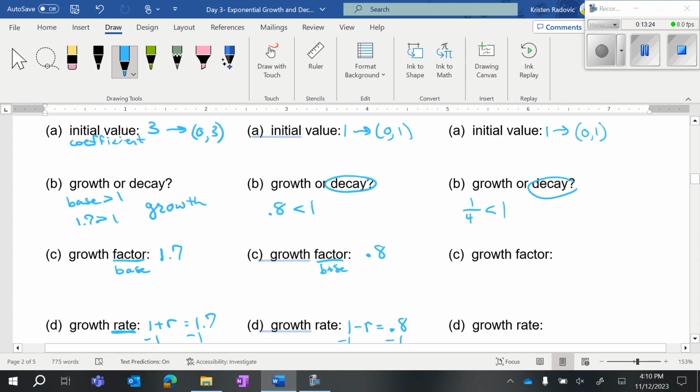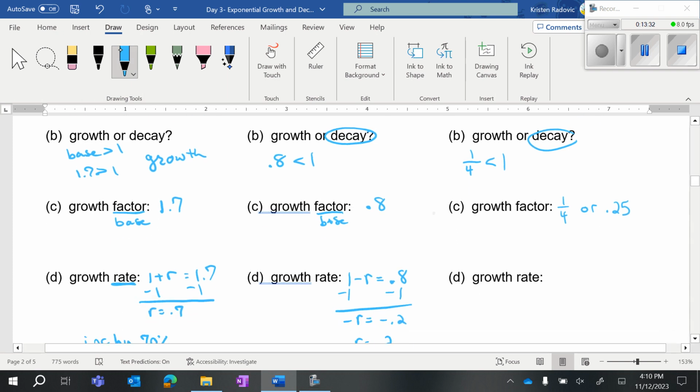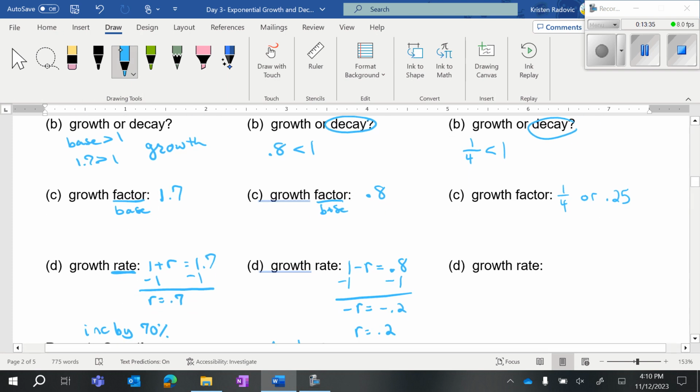The growth factor is 1/4, or if you would like, 0.25. The rate, usually we don't write the rate as a fraction. We usually express the rate as a decimal, but I guess that's up to you what you would like to do. You would set this up as 1 minus r, and 1 minus r is equal to 0.25.